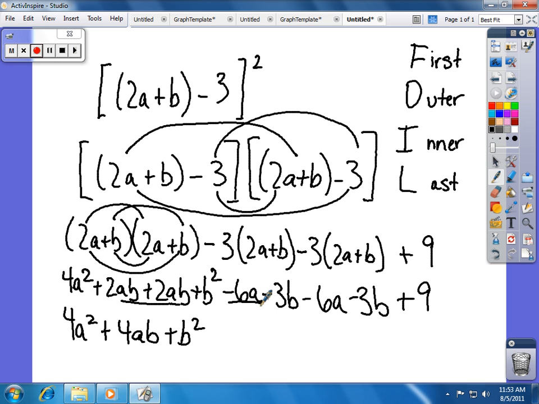Now we can combine this 6a with that 6a. I'm sorry, those are negative, so that would give us a negative 12a. We can combine this negative 3b with that negative 3b, which would give us a negative 6b. And then we just add our constant on at the end. And that is this polynomial all multiplied out.